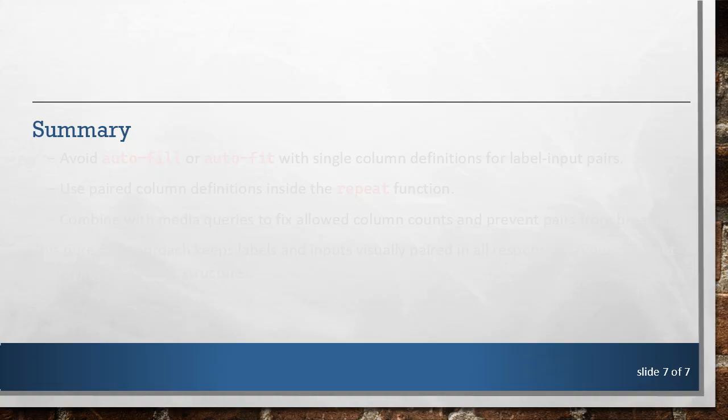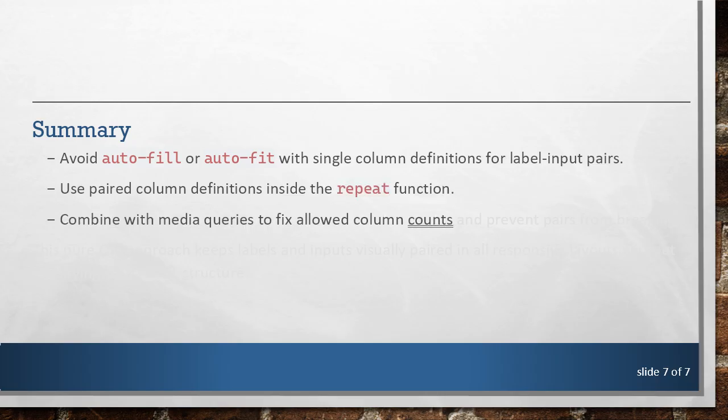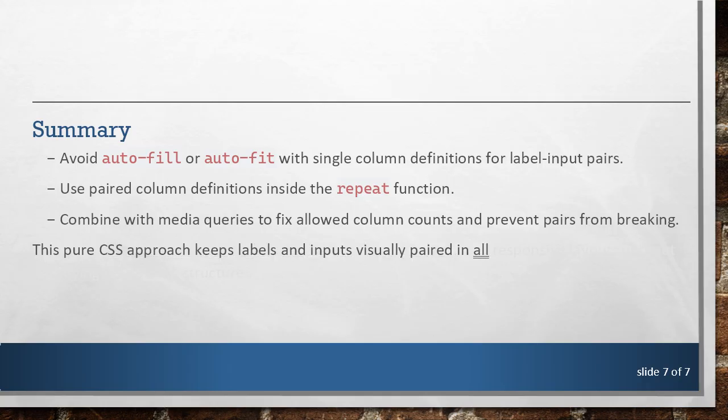Summary. Avoid autofill or autofit with single column definitions for label input pairs. Use paired column definitions inside the repeat function. Combine with media queries to fix allowed column counts and prevent pairs from breaking. This pure CSS approach keeps labels and inputs visually paired in all responsive layouts without modifying your HTML structure.